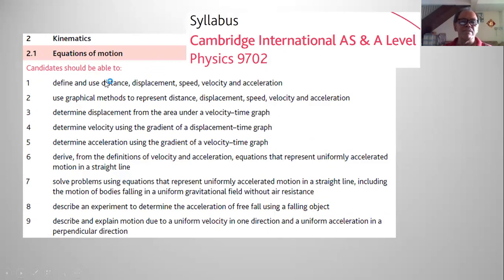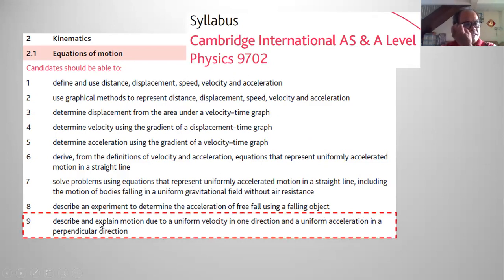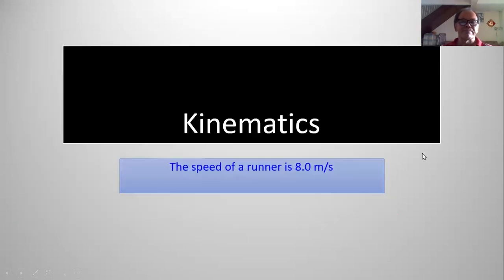For A-level students, this is the syllabus for next year onwards, 9702. Describe and explain motion due to uniform velocity in one direction, usually horizontally, and uniform acceleration in the vertical direction. It can be acceleration, it can be deceleration. That's the general term for acceleration. It's under kinematics, so that's just a review.